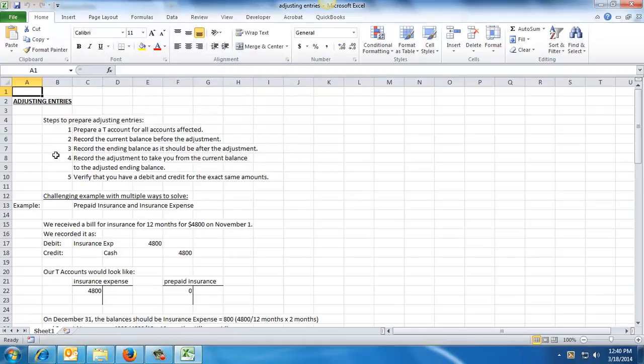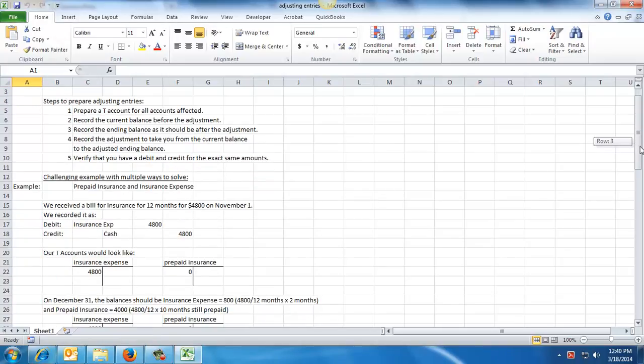Alright, the next lesson I want to take you through is how to do adjusting entries. I've broken this down into a 5-step process. Prepare a T account for all accounts affected. Record the current balance before the adjustment. Record the ending balance as it should be after the adjustment. Record the adjustment to take you from the current balance to the adjusted ending balance.